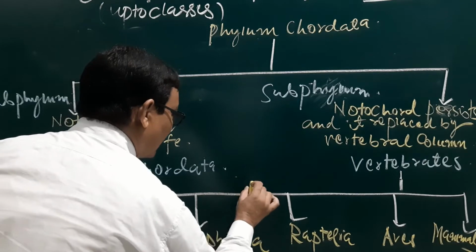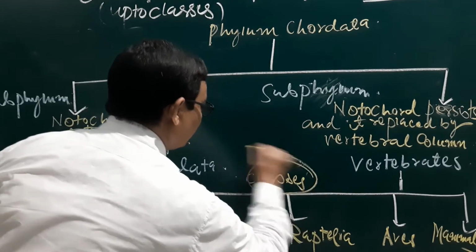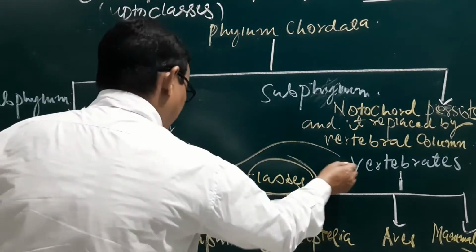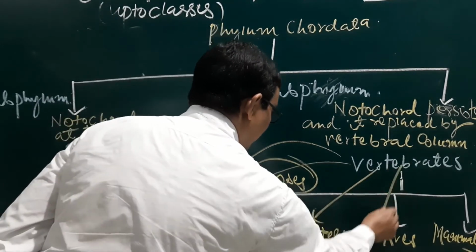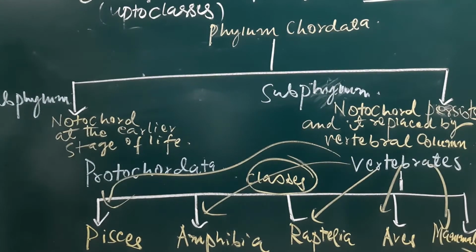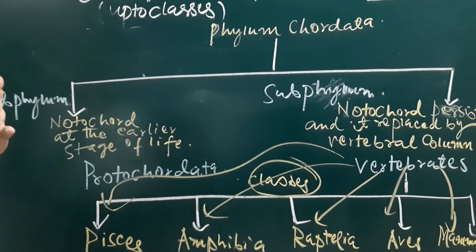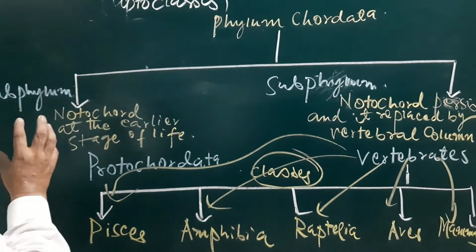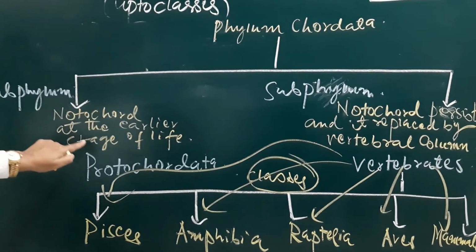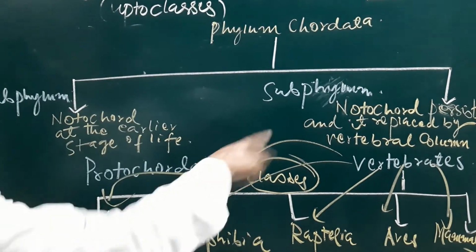These are the classes of subphylum vertebrates. That means vertebrates have 5 classes: Pisces, amphibia, reptilia, aves, and the mammals. We will discuss all this later on, but today at least we must know about the special features or characteristic features of the two subphylums, Protochordata and the other subphylum, vertebrates.